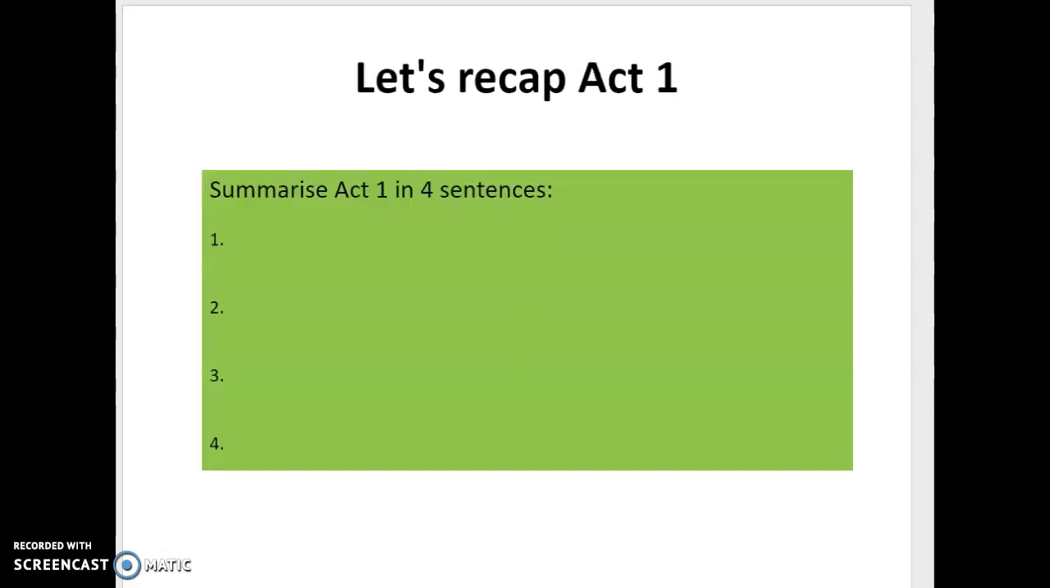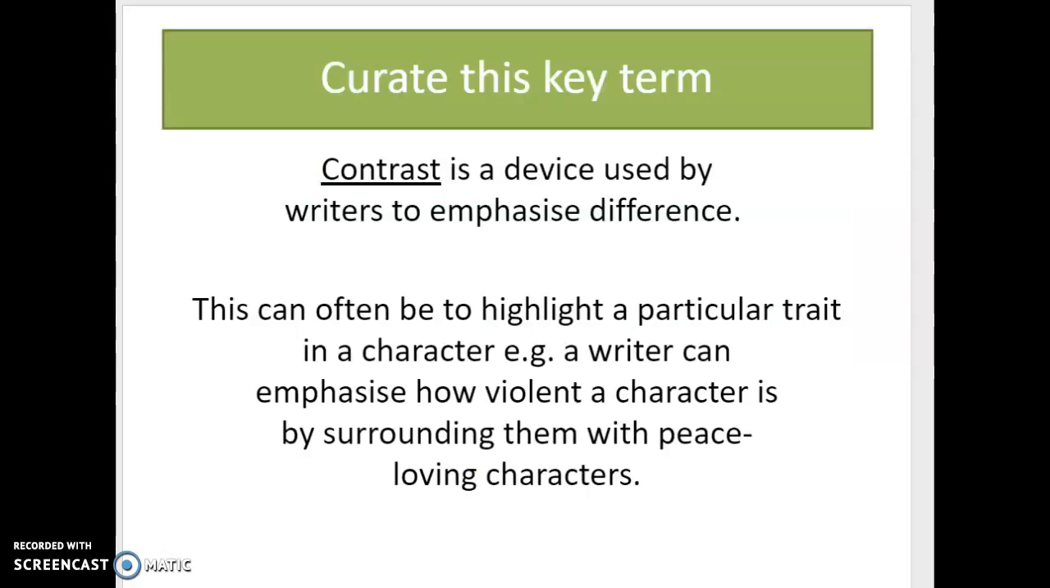So we'll start with a little recap. If you could please for me just summarise Act 1 in 4 bullet points, 4 sentences there, just to remind yourself about the key events that have happened so far. So if you could just pause this clip and get those ideas down, please. Okay, what we're going to do now is move on to today's lesson.